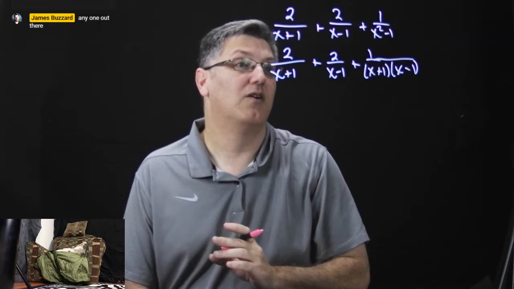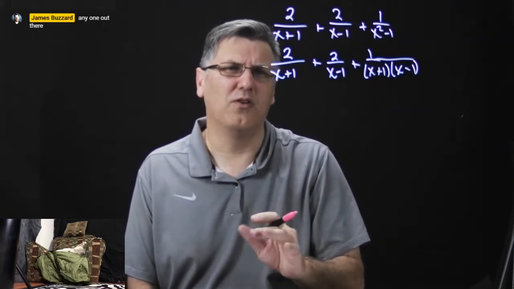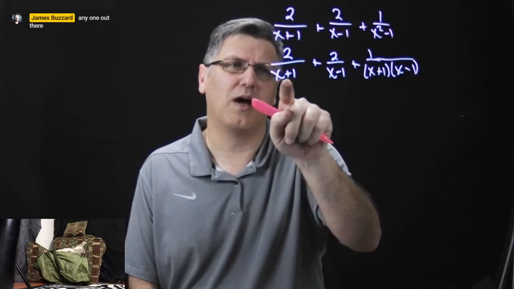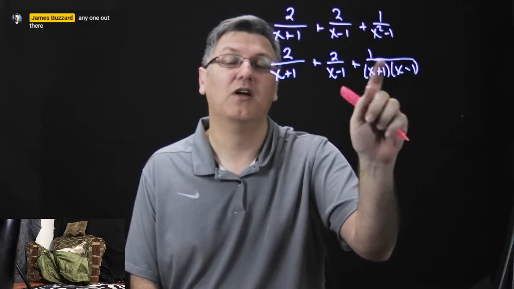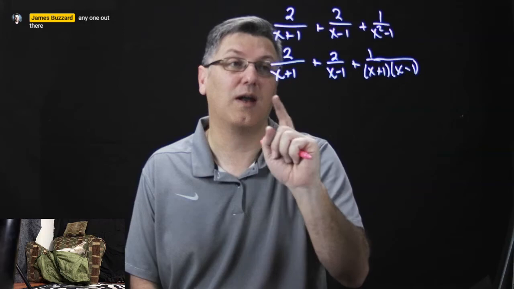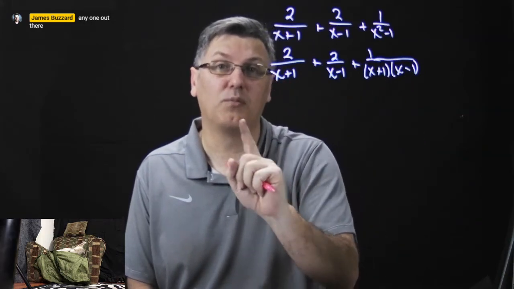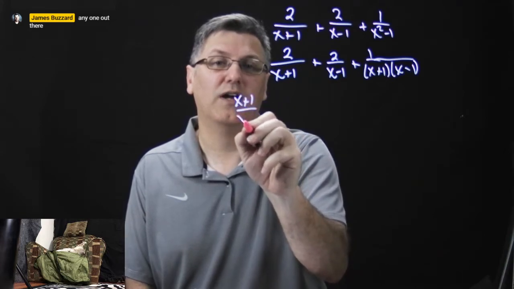All right, from here, I need to make a common denominator. So the way I'm going to do that is I'm going to look here, and I have an x plus 1 in my denominator. I have an x minus 1 in the denominator. I have an x plus 1 and an x minus 1. So my common denominator is going to be the x plus 1, x minus 1. I've looked at this x plus 1 and I'm missing the x minus 1. So I want to multiply by a number 1. So I'm going to do x minus 1 over x minus 1.